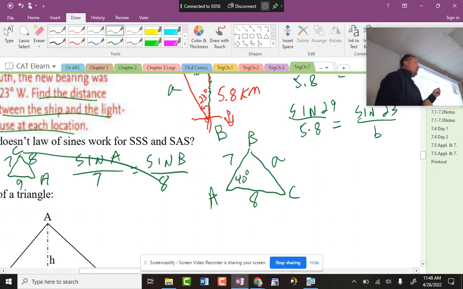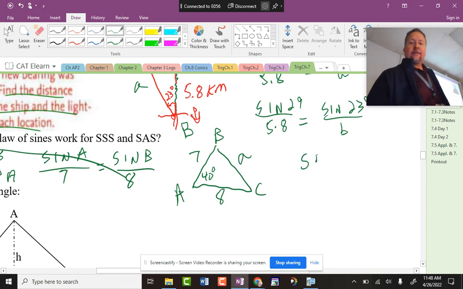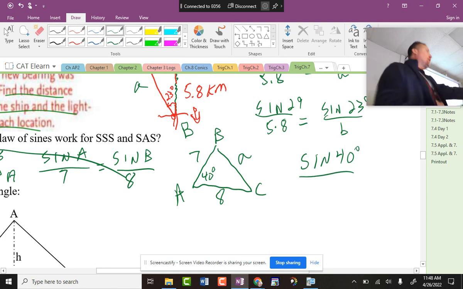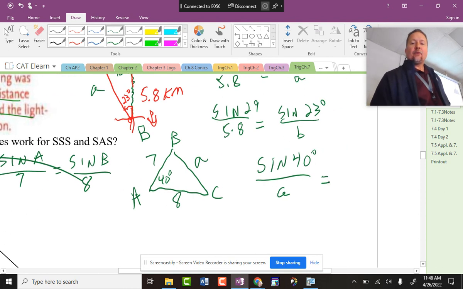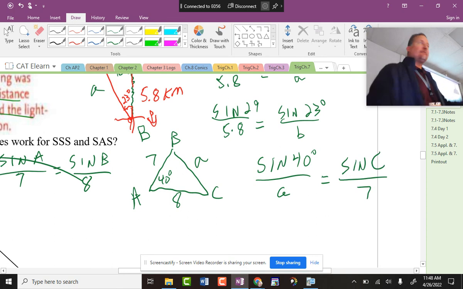I only have one angle, so I can't find any of the other two angles right now. So I have to use 40 degrees. So sine of 40. And then you already should know what the problem is. I don't have any of the other angles, and I also don't have side A. So no matter what I try to find, or what I use, I have two unknowns, which is unsolvable.